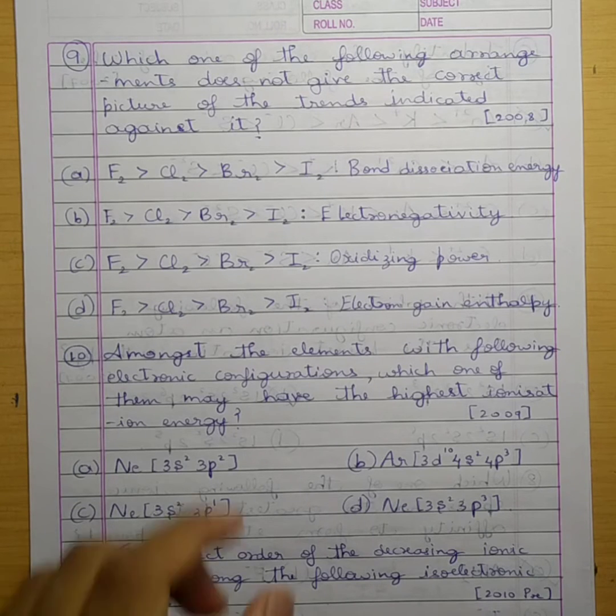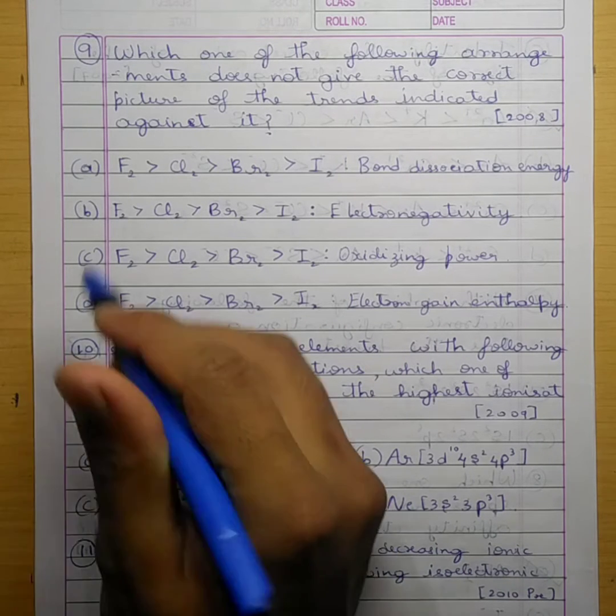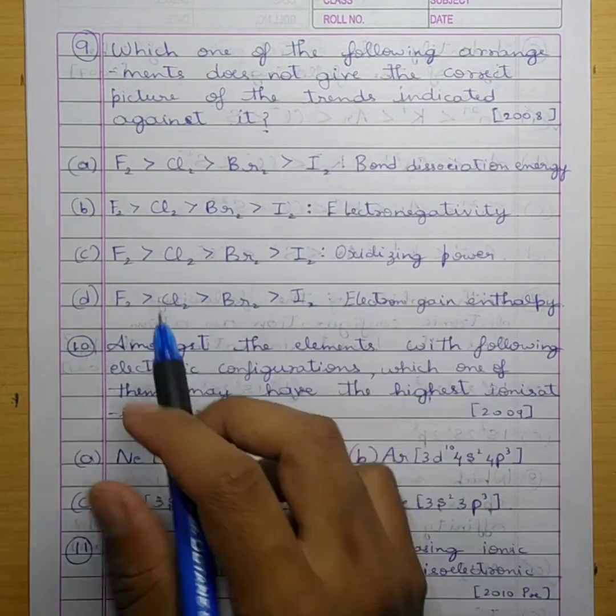Fluorine is greater than chlorine is greater than bromine is greater than iodine. Bond dissociation energy. Again, this is wrong because chlorine comes first, then bromine, then fluorine, then iodine. So option A is wrong.